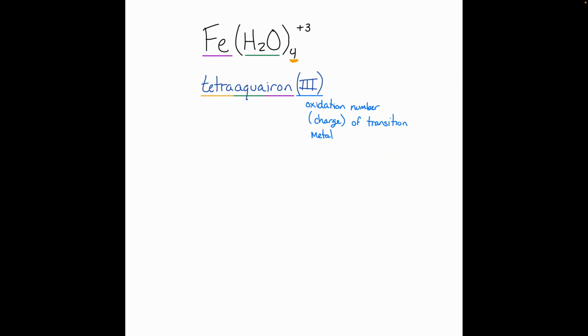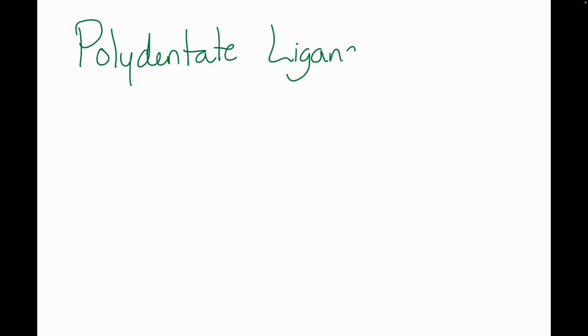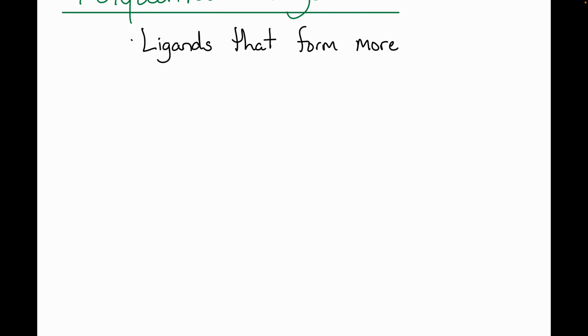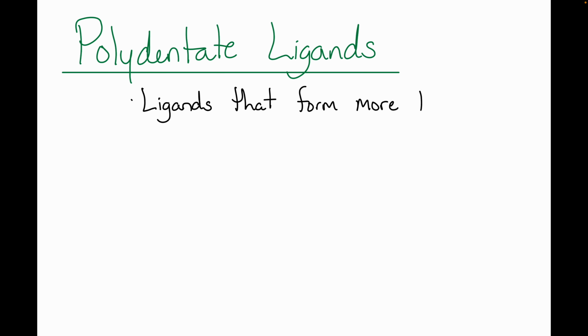All right. Certain ligands are what we call polydentate ligands. These polydentate ligands are ligands that will form more than one coordinate covalent bond.